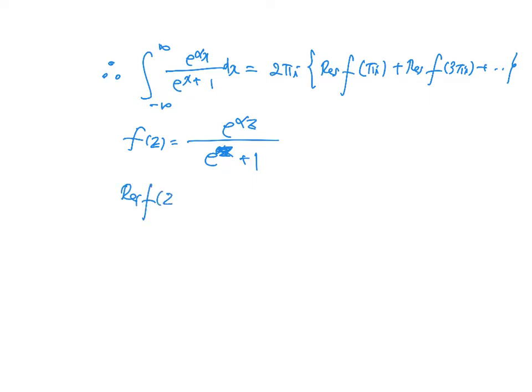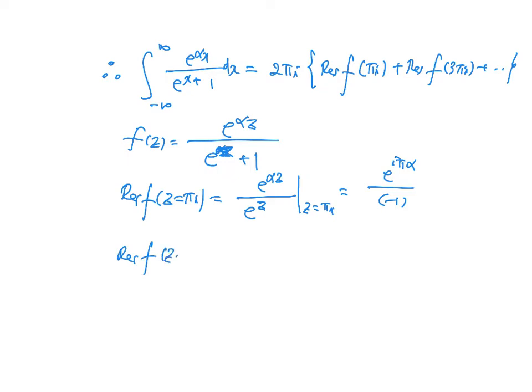So the residue of f(z) at z equals πi, how do you calculate it? You differentiate the denominator first, right? So that is e^(αz) over e^z, which gives minus e^(πiα). And for f(z) at z equals 3πi, the same: e^(αz) over e^z at z equals 3πi is again minus 1 times e^(α·3πi).